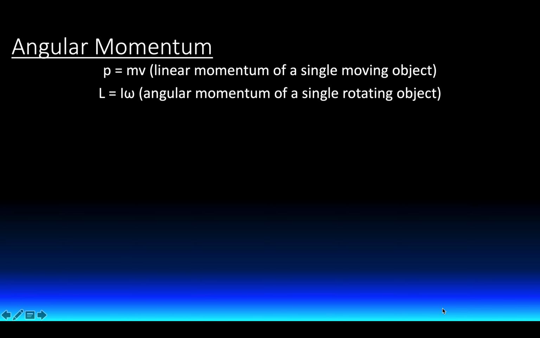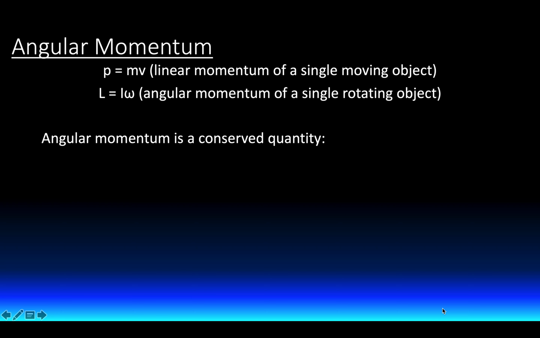Notice the very strong resemblance between the equation for the angular momentum of a rotating object and the equation for linear momentum of a moving object that we discussed in the previous chapter. Like linear momentum, angular momentum is a conserved quantity.